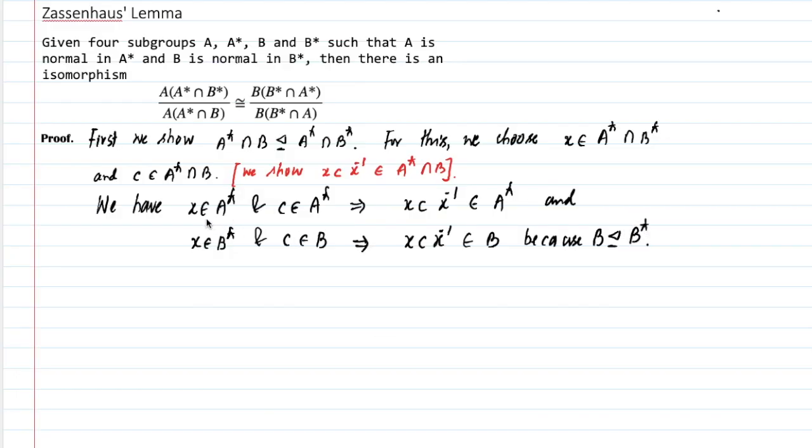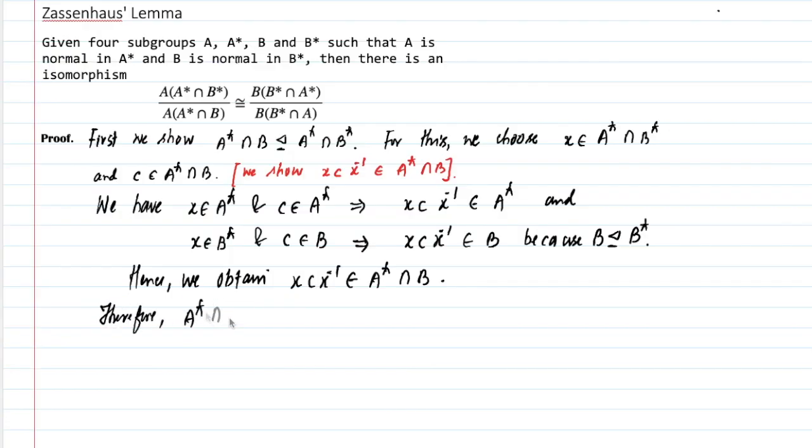So first we again revise this. When we have x belongs to A star and c belongs to A star, any composition of these elements will belong to A star. And now B is a normal subgroup of B star, so for every x in B star and c in B, we will have x inverse c x belongs to B. So now combining these two, we obtain that x inverse c x belongs to A star intersection B. So we have shown the group A star intersection B is a normal subgroup of A star intersection B star.